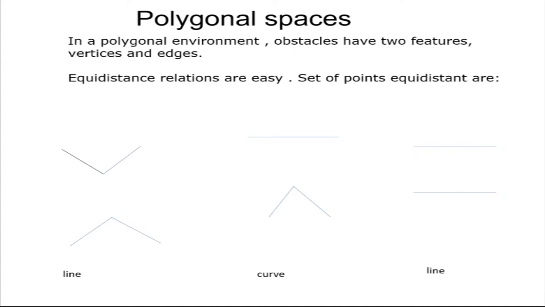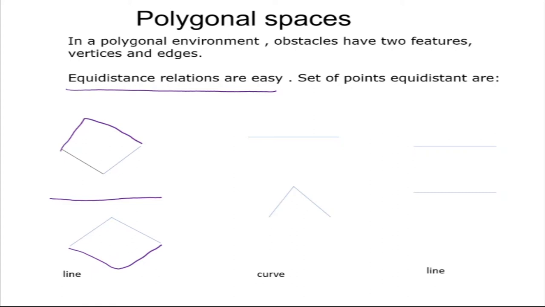For example, in this particular case, we are basically going to find equidistance relations between an edge and an edge. So you can guess that there are two obstacles like this. So this is one edge and this is another edge, one vertex and another vertex rather. Okay. Now what will be the equidistance path? Equidistance path will be something like this in between them. Now if on one side you have a flat straight line, other side you have a vertex like this, what will be the equidistance path? It will be something like this.